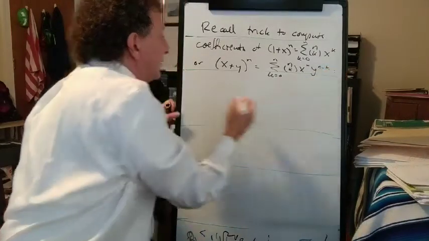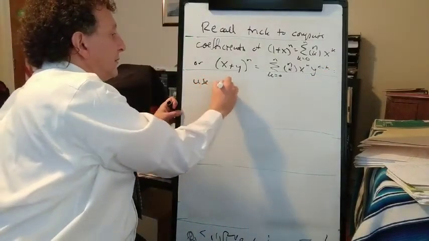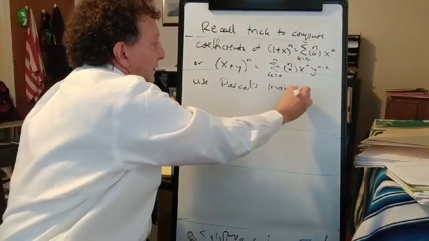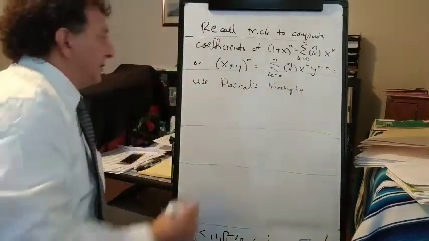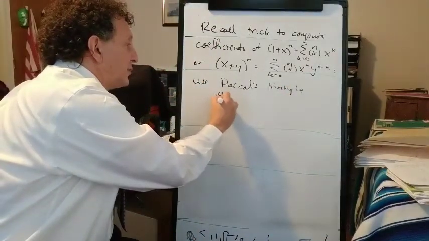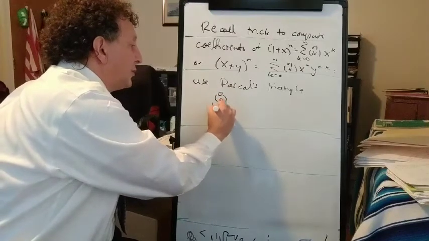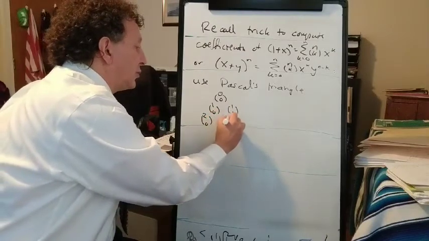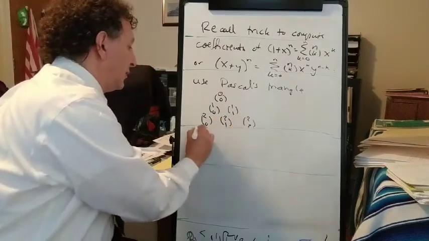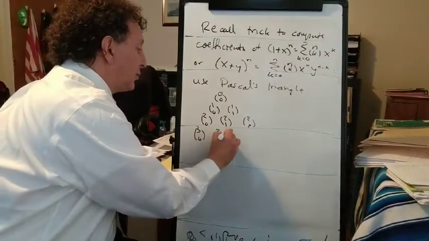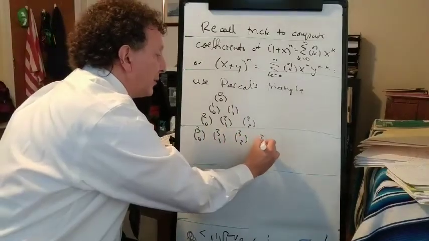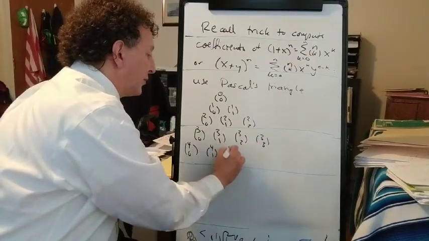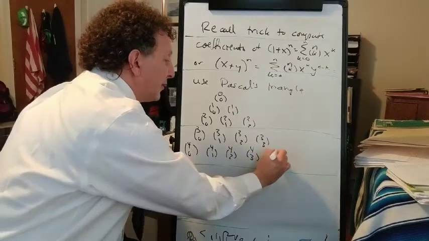And that trick is to use Pascal's triangle. Pascal's triangle is the table of numbers that has 0 choose 0, 1 choose 0, 1 choose 1, 2 choose 0, 2 choose 1, 2 choose 2, 3 choose 0, 3 choose 1, 3 choose 2, 3 choose 3, 4 choose 0, 4 choose 1, 4 choose 2, 4 choose 3, 4 choose 4.